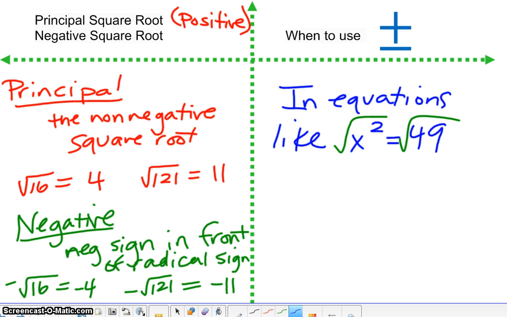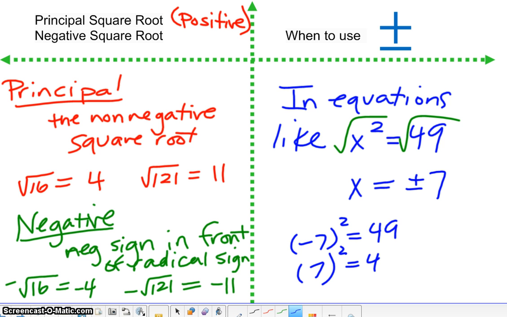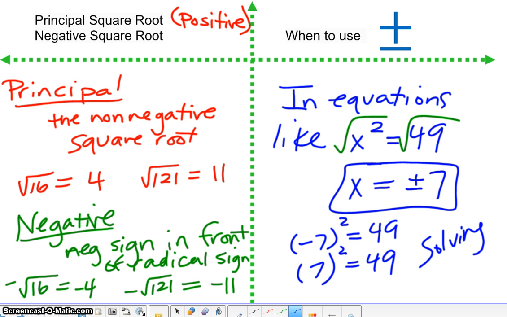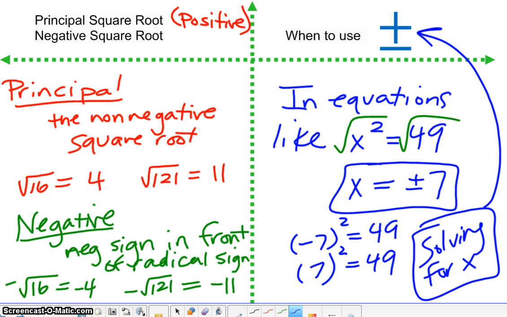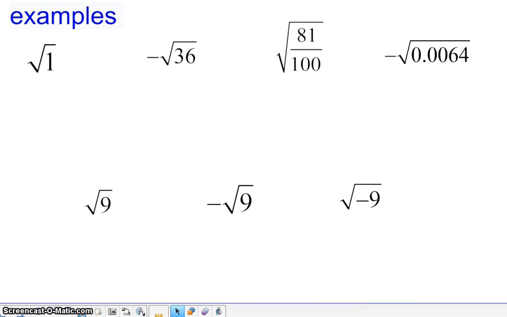And when you take the square root of something squared, you're automatically left with x. And when you take the square root of 49, this is where you're going to use the plus or minus 7 because both of those answers will work when you plug it in. For example, negative 7 squared equals 49, and just 7 squared is also 49. So we're going to need two answers when it comes to solving for x. Like I said, we are not going to have to use that early in the chapter, but later on, when we have to solve for x, we're going to be using the plus or minus sign.